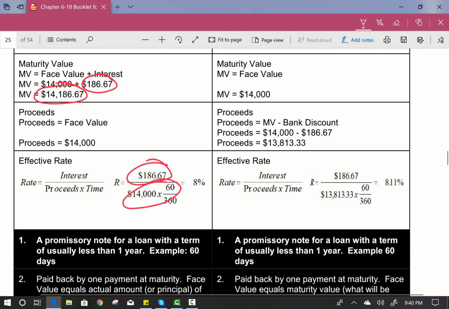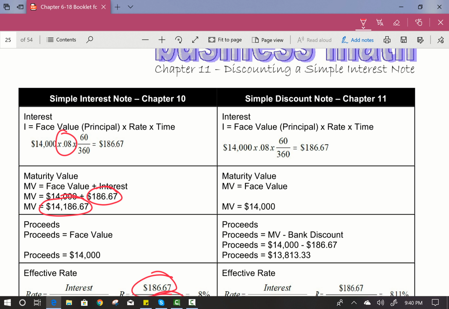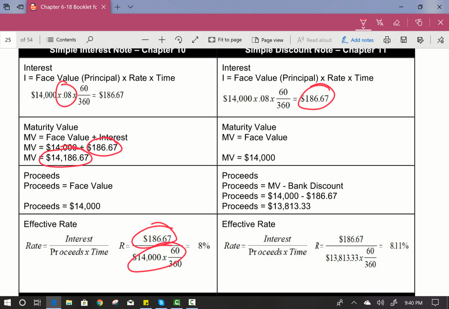Okay, now we're going to look at Chapter 11, to discount a note. The interest is your principal times your rate times your time, just like we did in Chapter 10. So calculate that out, and that gives you interest of $186.67. The maturity value is equal to the amount of the face value, $14,000. The proceeds is equal to the maturity value minus the bank discount. We called that interest earlier. Now it's called the bank discount amount. We subtract that from the face value of the note, and the proceeds is $13,813.33, and that's what the borrower receives.